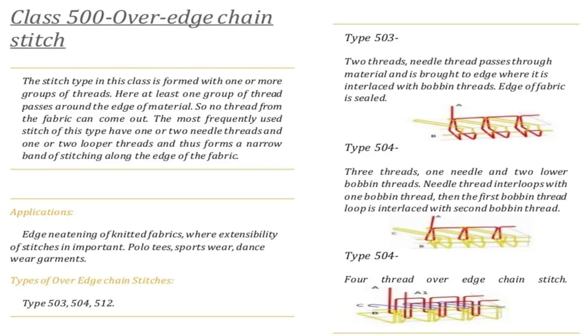Types of over-edge chain stitches: type 503, 504, 512. Type 503, 2 threads, needle thread passes through the material and is brought to the edge where it is interlaced with bobbin threads. The edge of the fabric is sealed. Type 504, 3 threads, 1 needle and 2 lower bobbin threads. The needle thread interloops with 1 bobbin thread, then the first bobbin thread loop is interlaced with the second bobbin thread. Type 512, 4 thread over edge chain stitch.